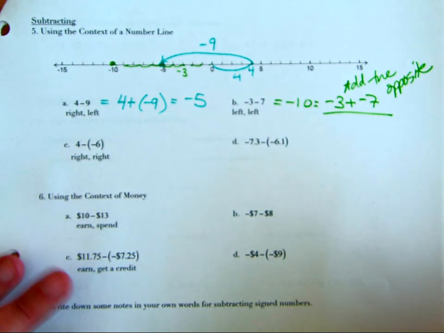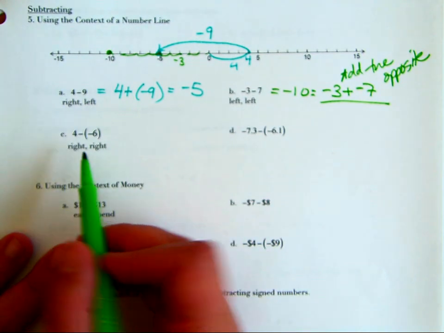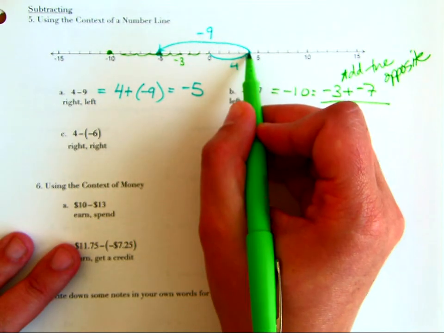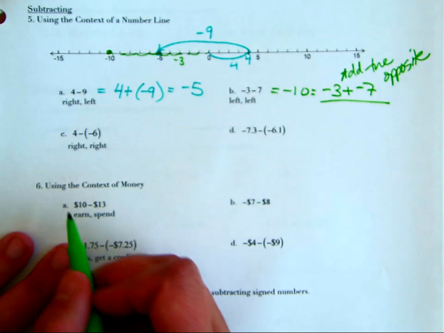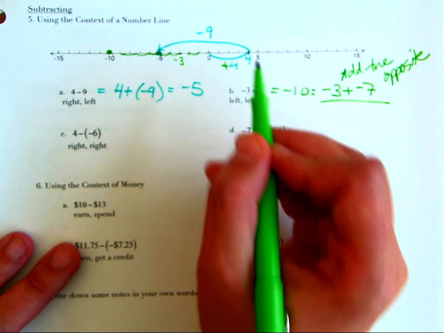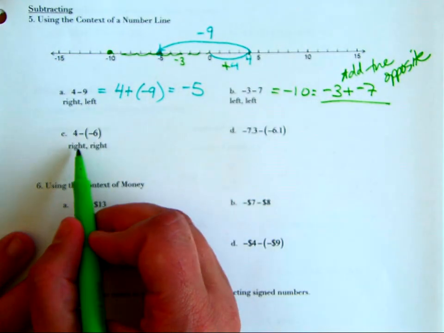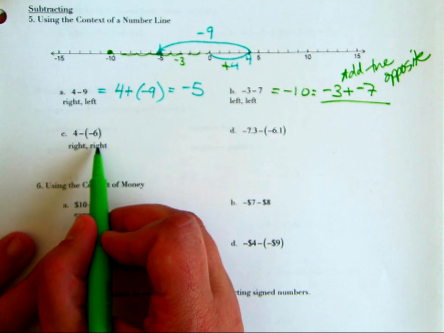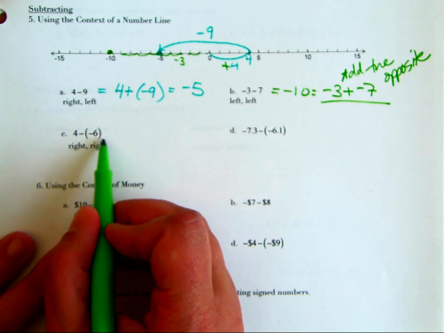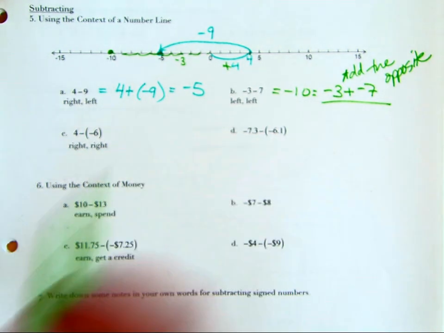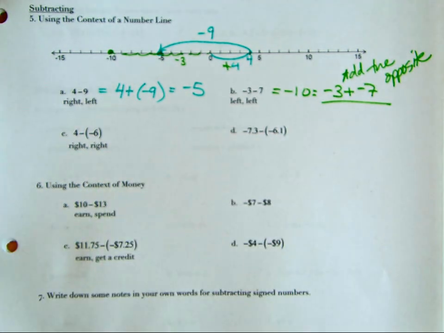Okay? Here I go right 4. Well, there's my 4 right here. I landed at 4. So that's +4. And then this is saying to go right 6 because you want to take away -6. Now think about this for a minute. What does take away a negative mean in real life?